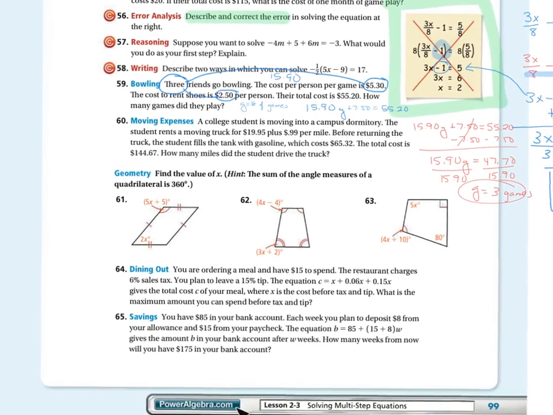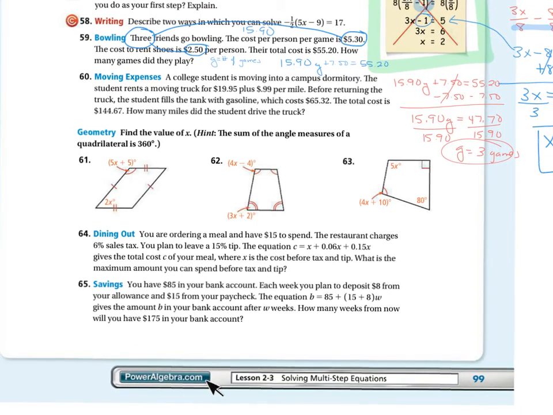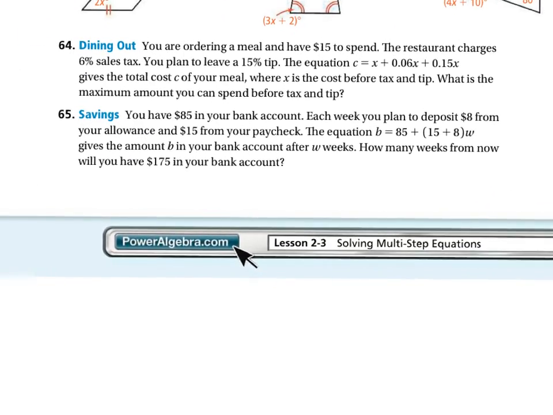All right, and the last one we were looking at is 65. So coming down here and look at 65. Okay, so as I read it, you have $85 in a bank account. Each week you plan to deposit another $8 from your allowance and $15 from your paycheck. So they give you the equation here showing, look, I'm doing 15 and 8, so really I'm just doing $23 a week.